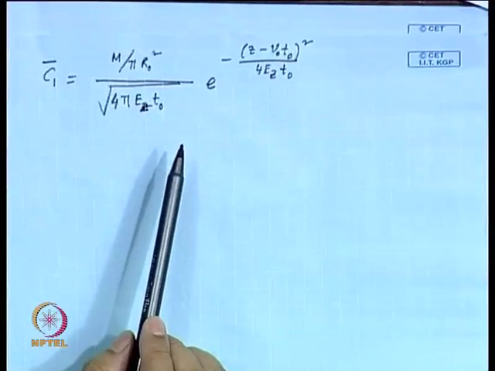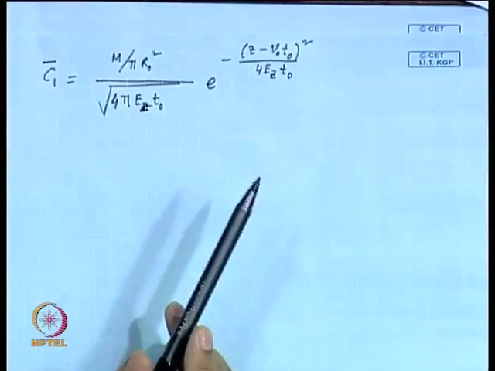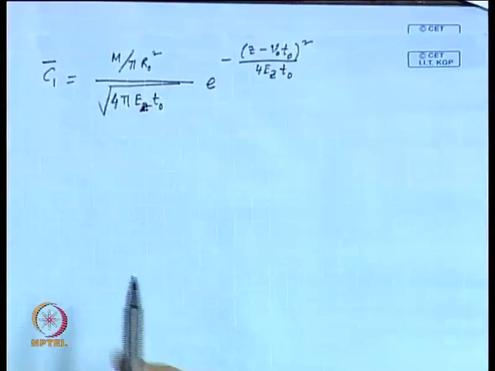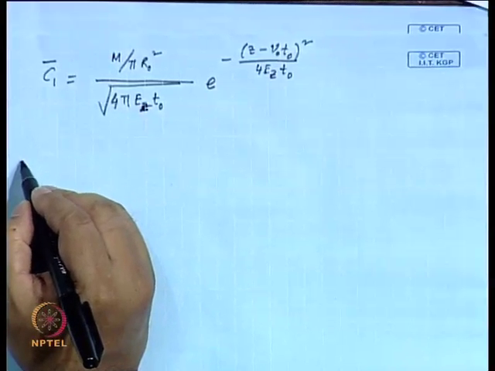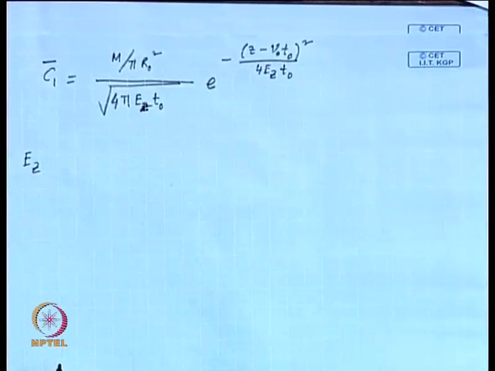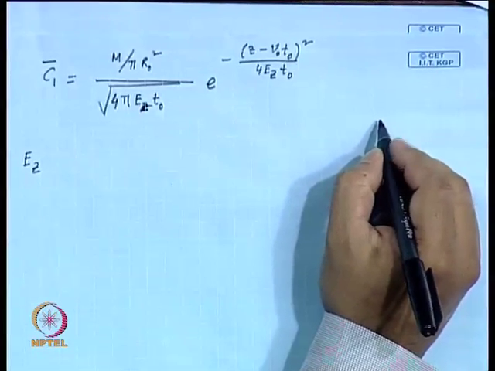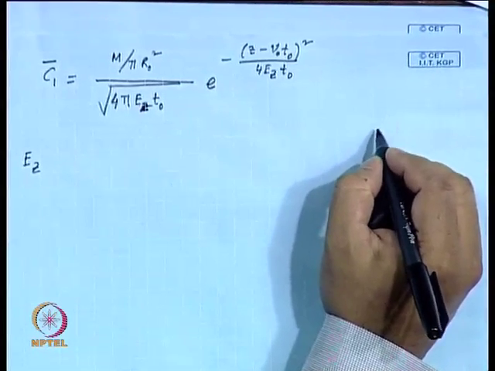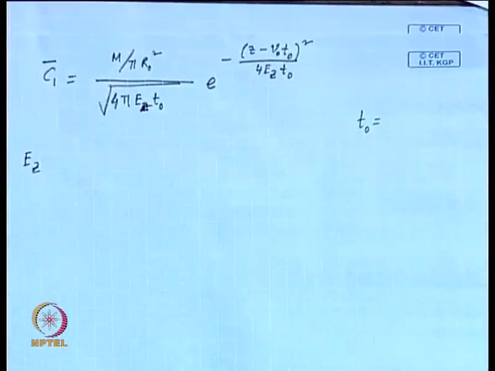Now, what is different from the conventional Taylor dispersion is, first of all, we need to look into this EZ term once again, and also we need to look into this T0. What is this T0? Because this T0 is something new to us; earlier we were working with T.